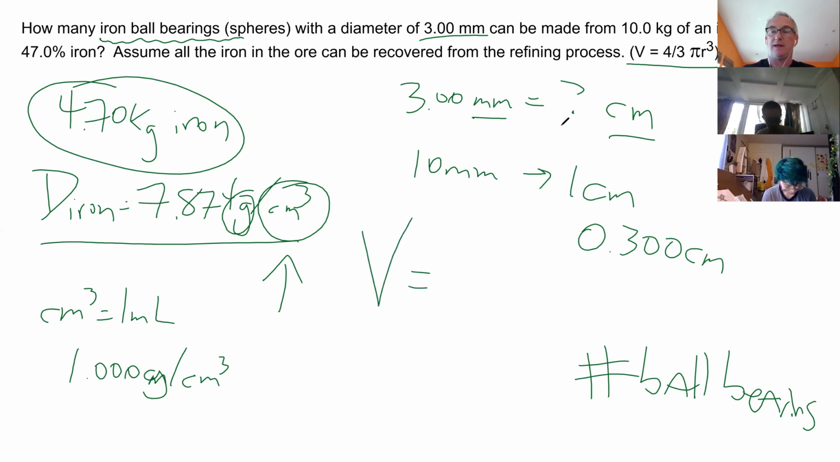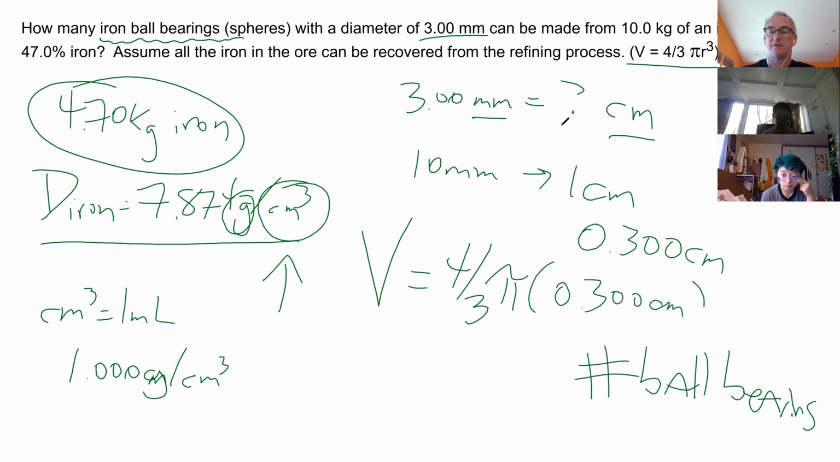Okay. So my calculation is V equals 4 divided by 3 pi times 0.300 centimeters. But this is the diameter, professor, not the radius. We need the radius. You're absolutely right. It's the diameter. So what is the radius, twice that or half that? Half that. 0.15. You're right. Good call. So that should be 0.150, right? Because it's radius, not diameter. I totally missed that. Good catch.